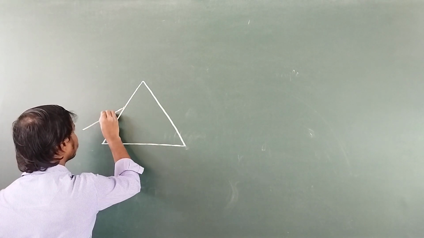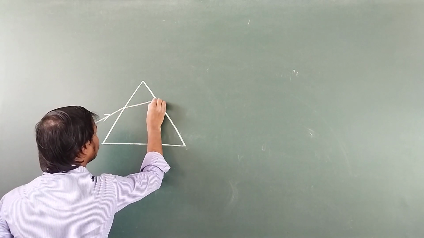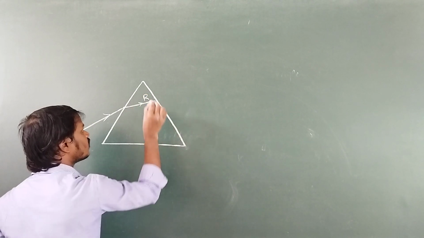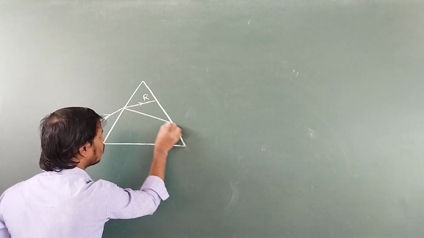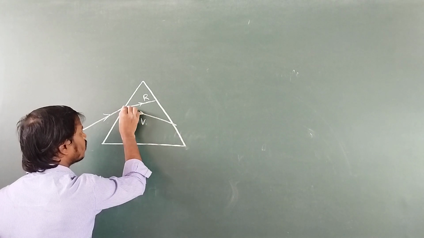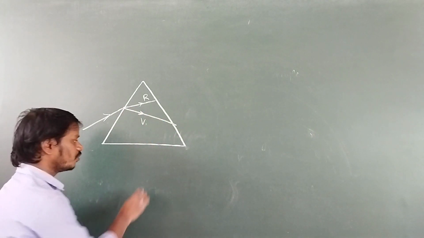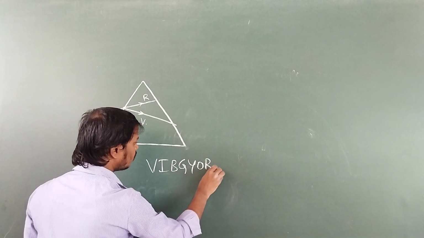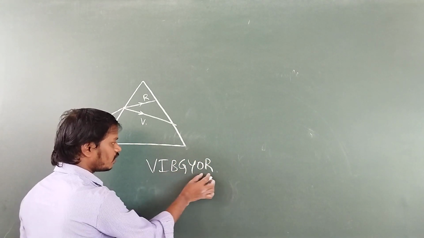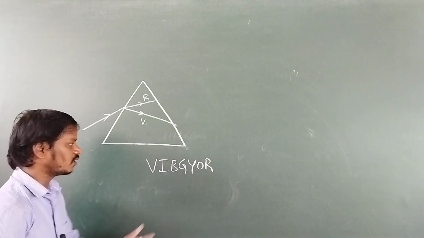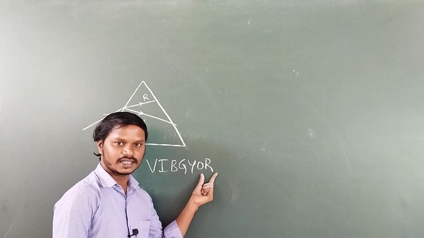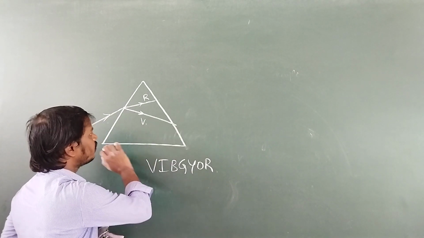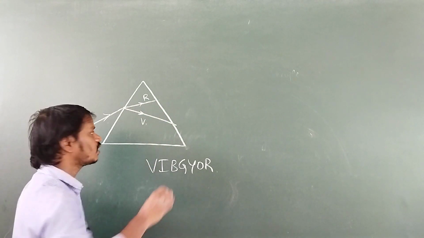Then this is white light. The white light can be split up into how many colors? 7 colors. This is the least deviated color, that is red, and this is the most deviated color, that is violet. Some other colors are there in the diagram, but I will show only the most deviated color and least deviated color. Violet is the most deviated color and red is the least deviated color.